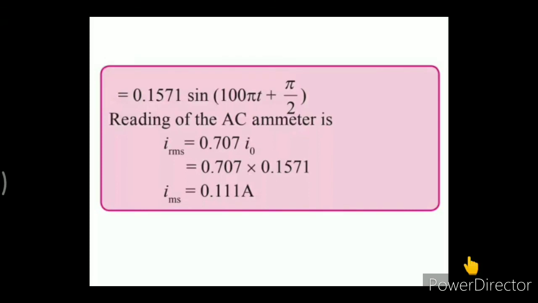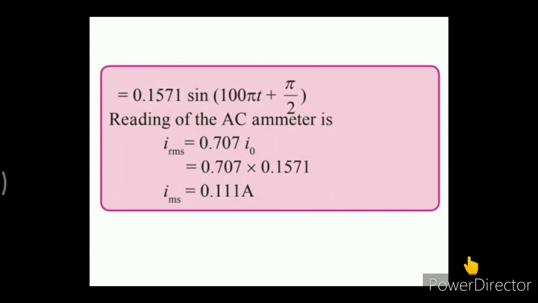So here we have studied the application of AC to a capacitor. The instantaneous value of alternating current through a capacitor is I is equal to I0 sine omega t plus pi by 2, where the applied EMF is E is equal to E0 sine omega t. Hence we can conclude that the EMF or voltage across the capacitor lags behind the current by phase angle pi by 2 radian, or the current leads the EMF or voltage by pi by 2 radian.